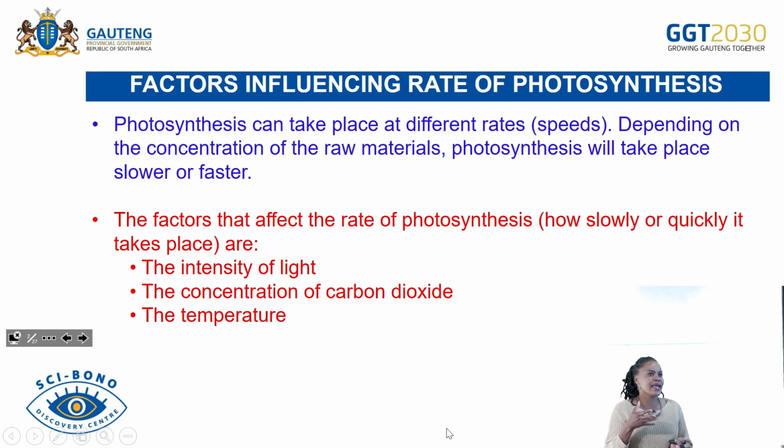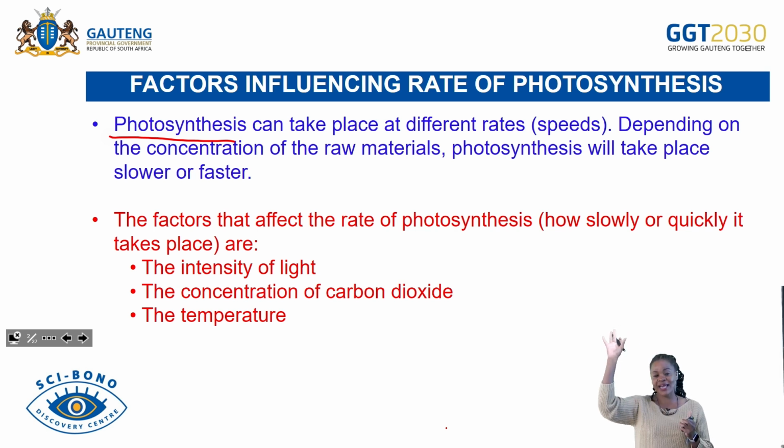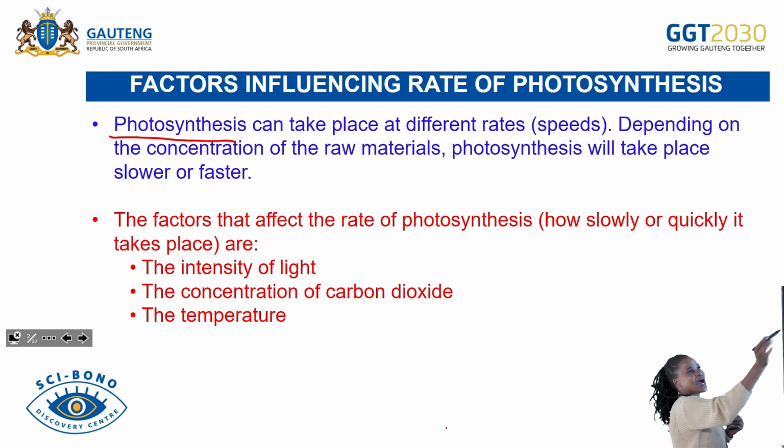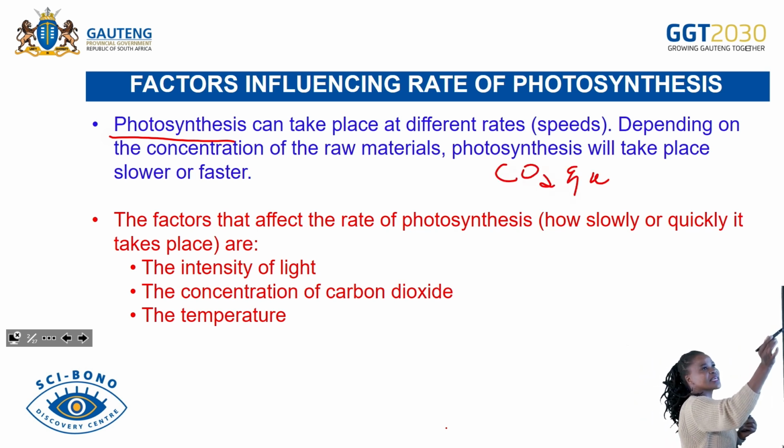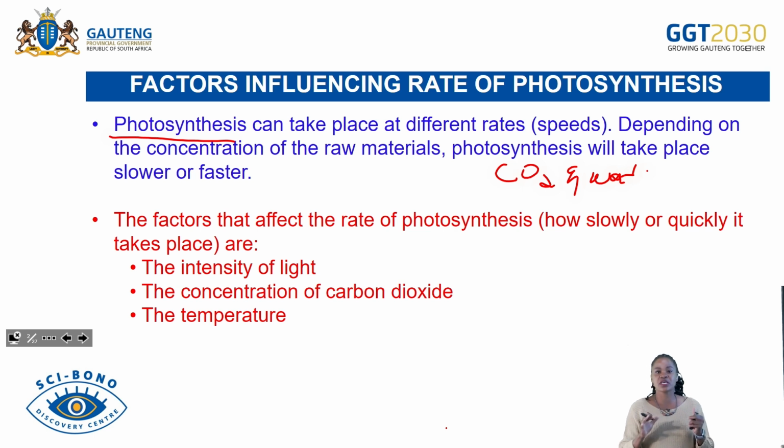Now, before we can look into the factors that are affecting the rate of photosynthesis, we need to remind ourselves of the definition of photosynthesis. By the way, what is meant by photosynthesis? What are we referring to when we talk of photosynthesis? Remember that photosynthesis is a process whereby green plants are using sunlight, which is coming from the sun, to produce nutrients by using carbon dioxide as well as water. And that is the process of photosynthesis.